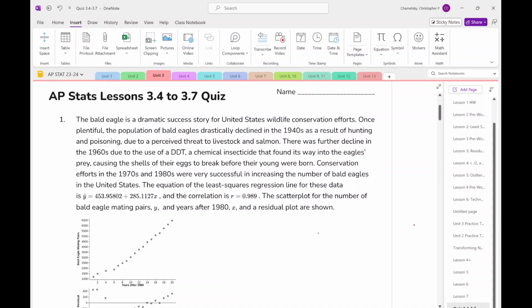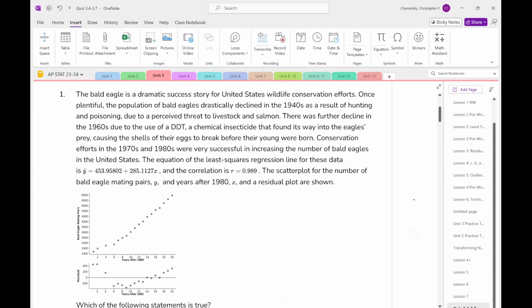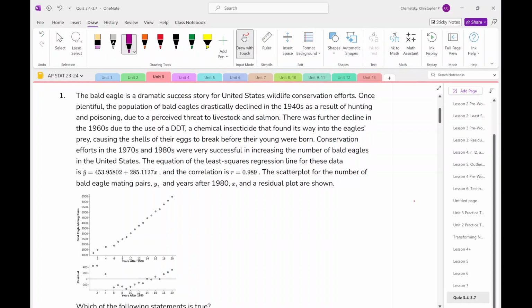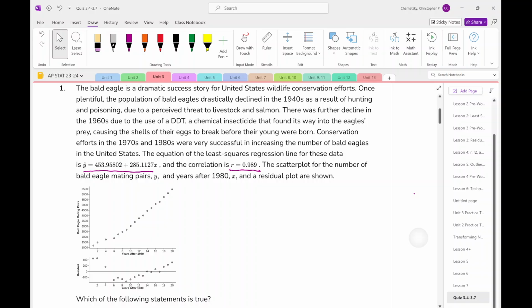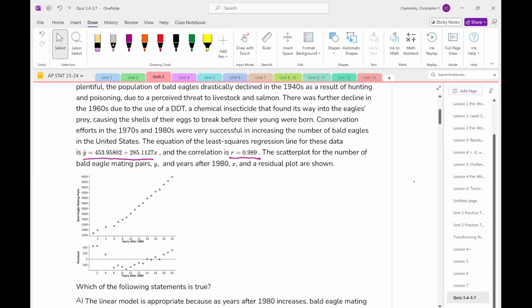Okay, in question number 1, we have a plot of some data points for a population increase in the bald eagle, and we've done a regression on that and gotten a least squared regression line, which has a pretty strong correlation coefficient of 0.989. That's really good. But we're wondering, is the linear regression actually the best fit for our data?